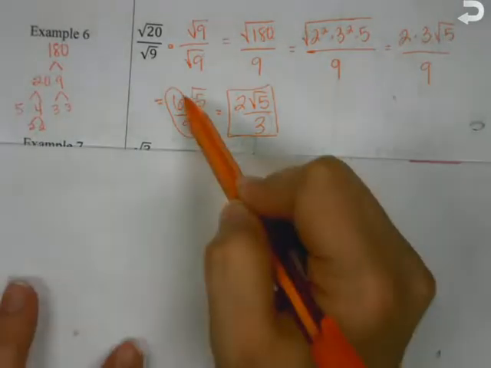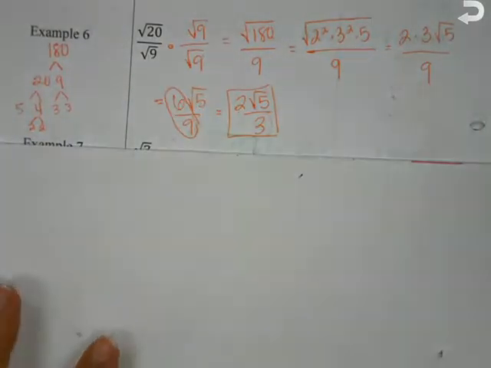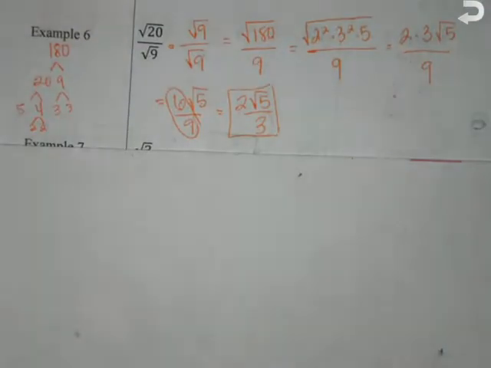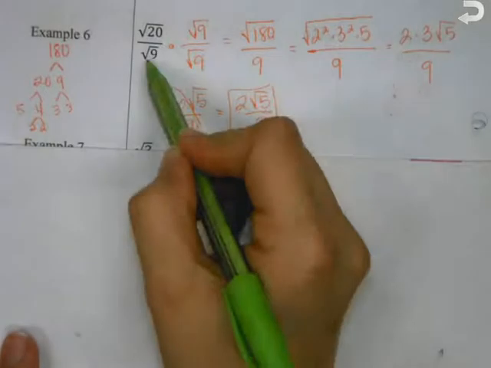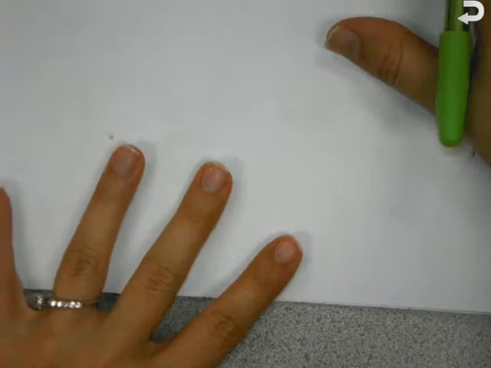Okay? Alright, so now we're going to look at what happens when there's a square root in the denominator, but it's not by itself. It's being added or subtracted with something. So we're going to have to use what we call the conjugate. So this is a brand new vocabulary term.